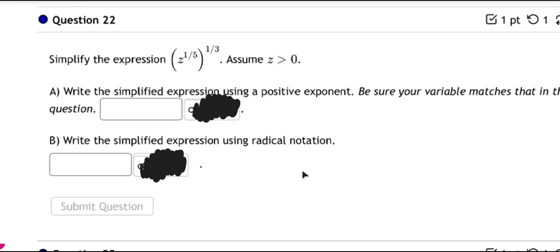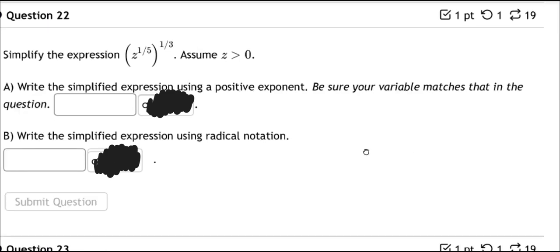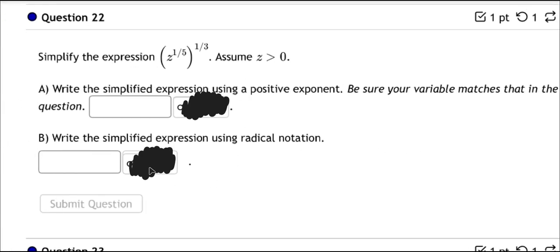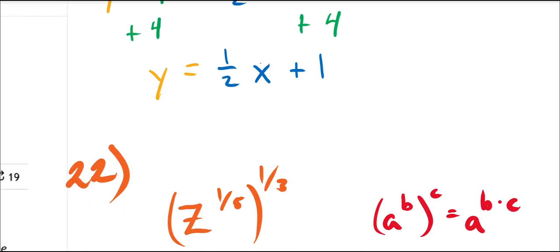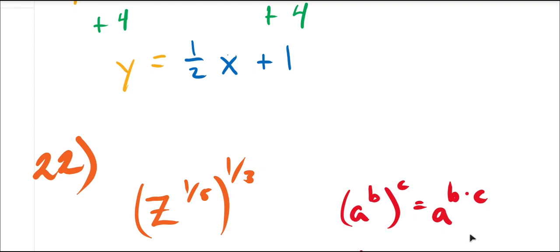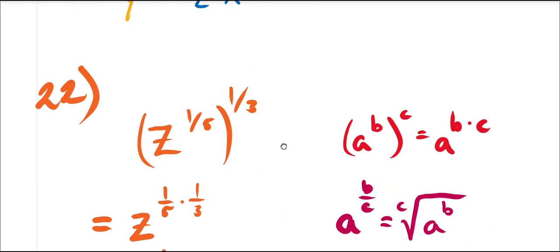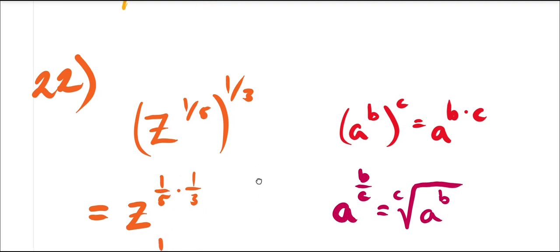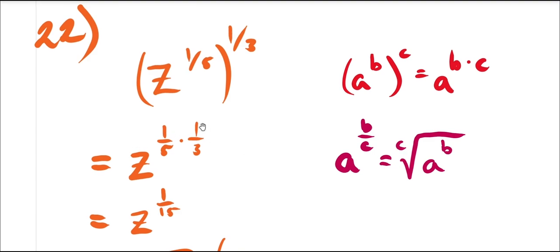Okay. So question 22 is going to start to get into these questions involving the simplification of exponents. It says write this using a positive exponent. Be sure your variable matches that which is in the question, and write it in simplified radical notation as well. In order to simplify this exponent, what we're going to need to remember is that a power raised to a power is the product of powers. And so z to the power of 1/5 to the power of 1/3 is z to the power of 1/5 times 1/3. Now, 1/5 times 1/3, multiplying fractions top to top, bottom to bottom, this is 1/15.